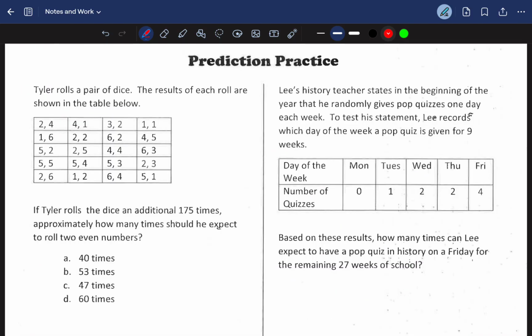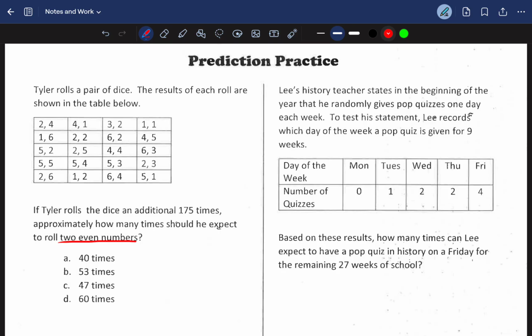Okay, if you have not yet, go ahead and flip your paper over. We're going to do just a couple on the back side. So let's take a look at this very first one here. It says Tyler rolls a pair of dice. The results of each roll are shown in the table below. So he rolled 2 dice, and these numbers in the table show, for example, the first one rolled a 2 and then the second one rolled a 4. All right, so it says if Tyler rolls the dice an additional 175 times, approximately how many times should he expect to roll 2 even numbers?